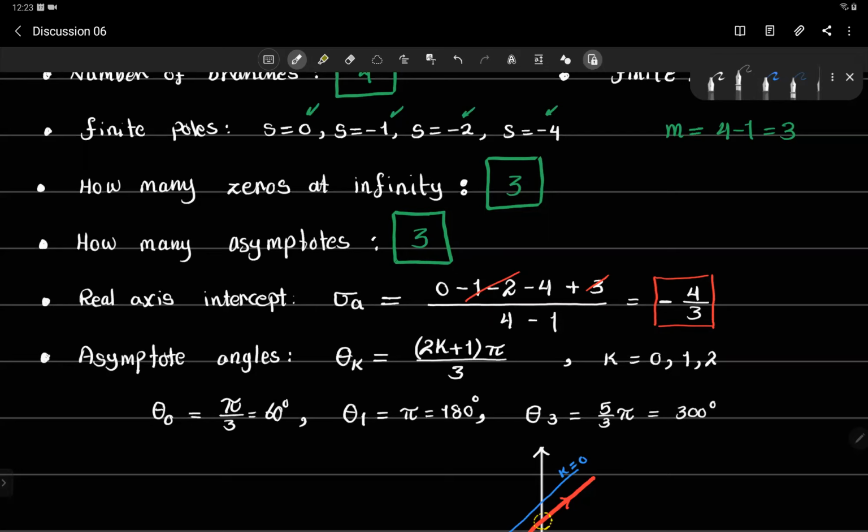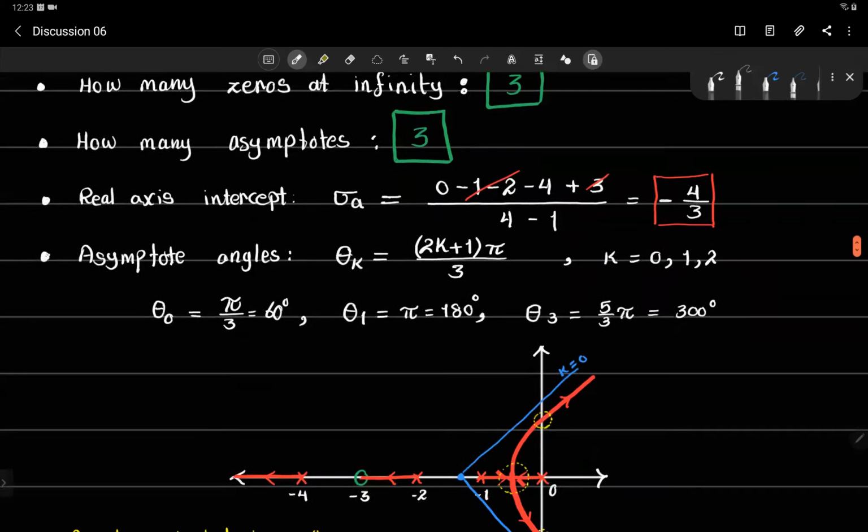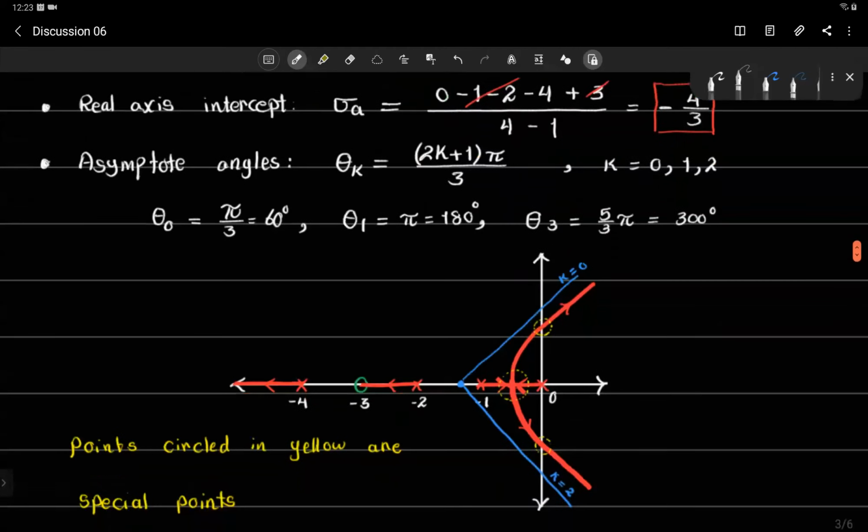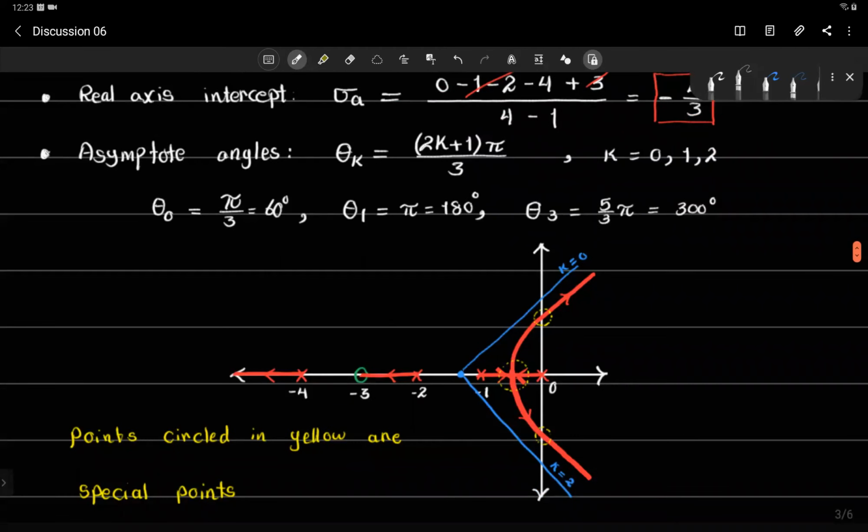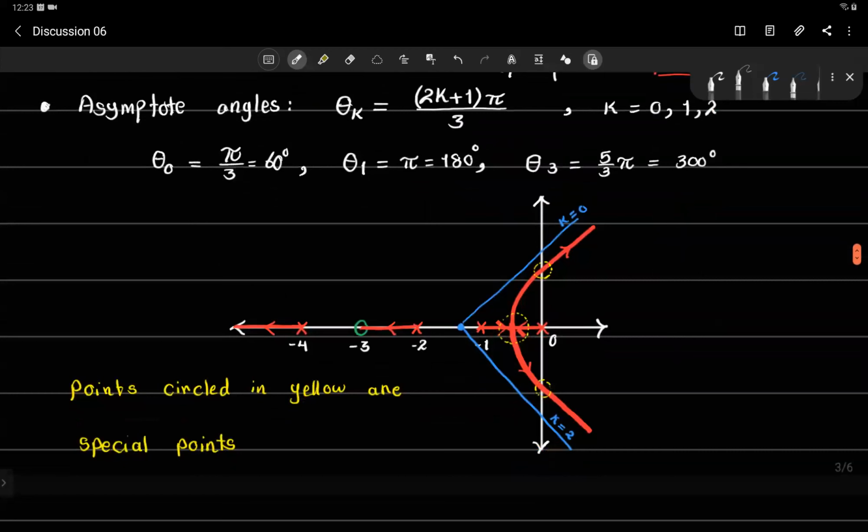Okay, so let's give a quick sketch using these quick sketching rules of the root locus. We have here the pole at 0, right? We have a pole at 0. So let me erase this and we can draw it together again.